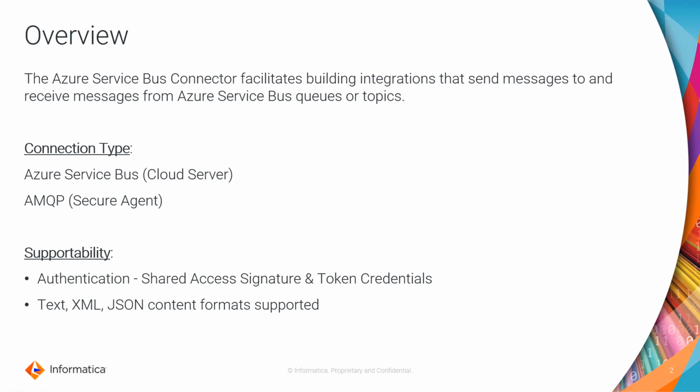Looking at the supportability, we have two ways to authenticate. One is using shared access signature and another one is token credential. Also, we support three content formats: text, XML, and JSON. Let's look into the demo which covers creation of app connection, creation of CI process for consuming a message, and a process to produce a message.